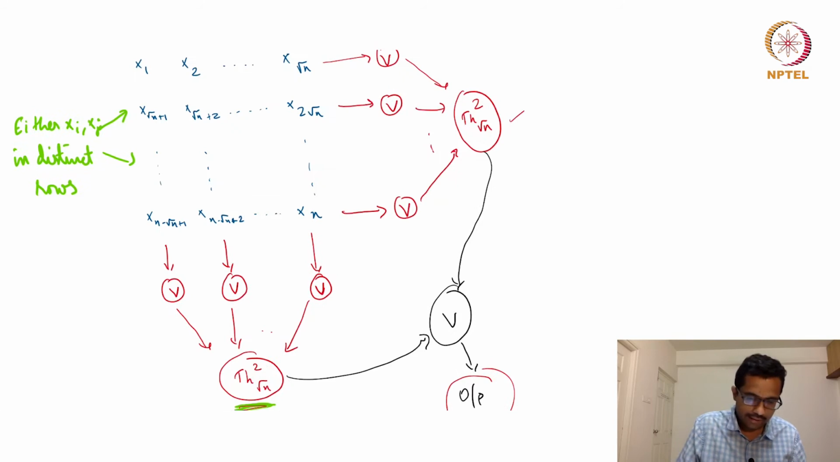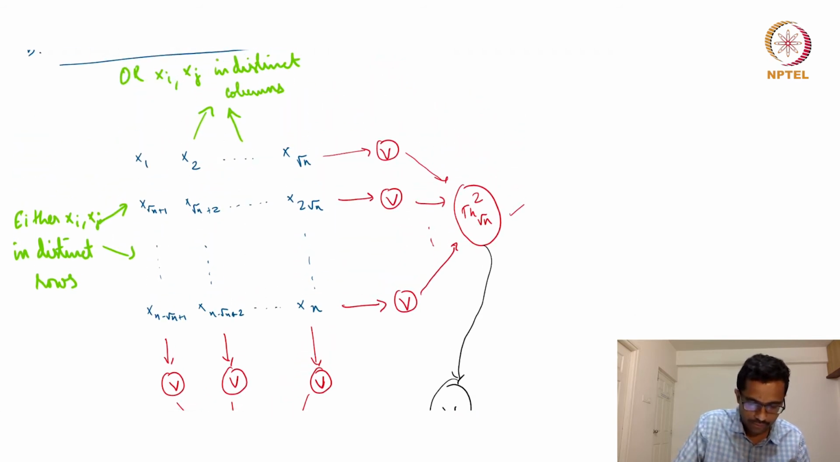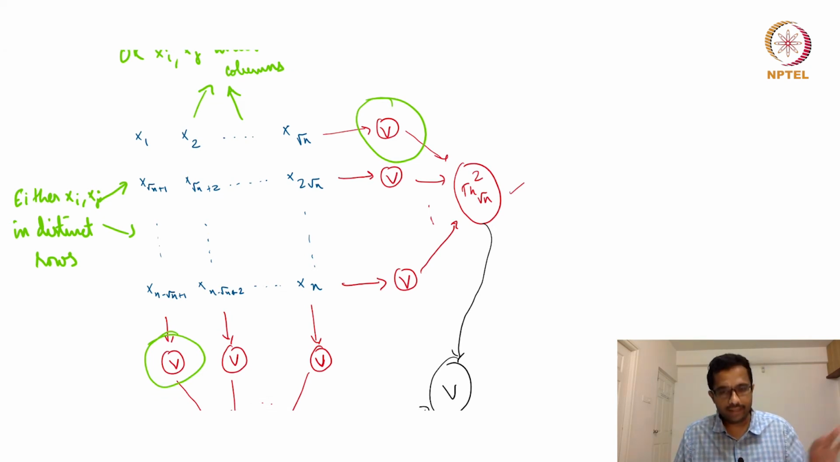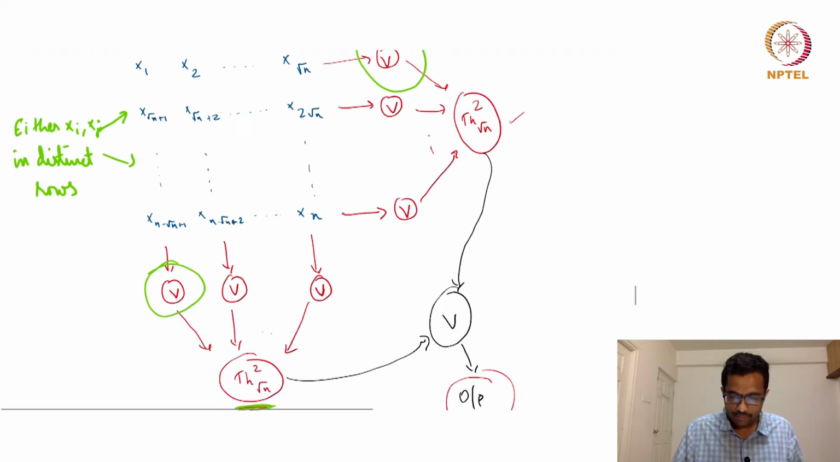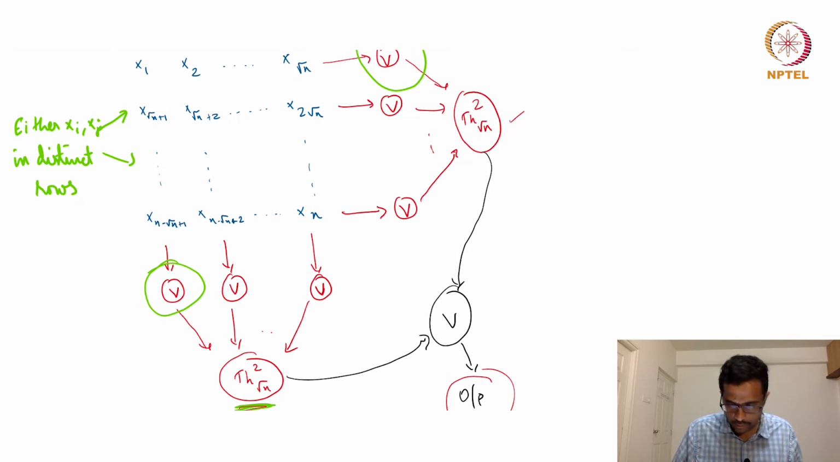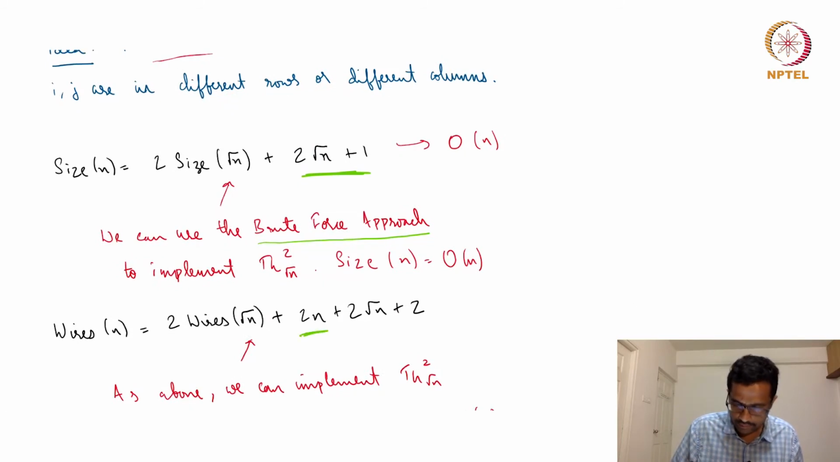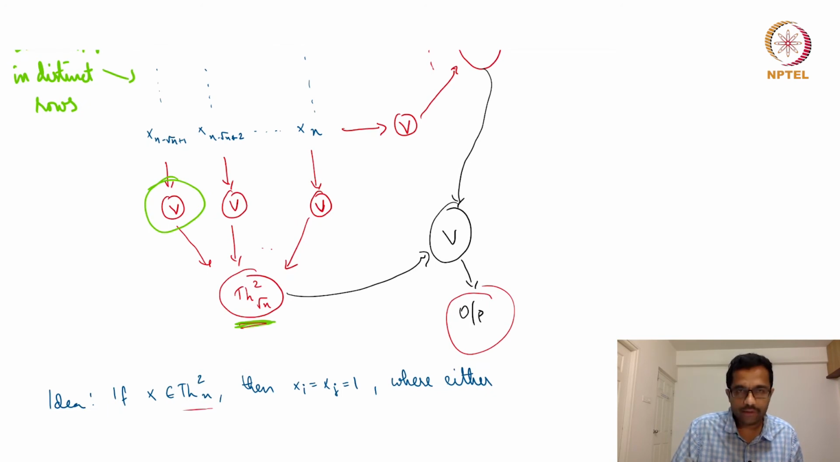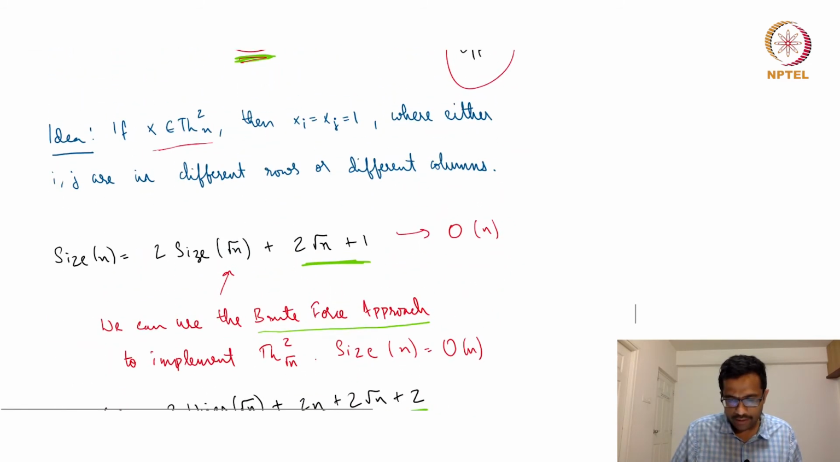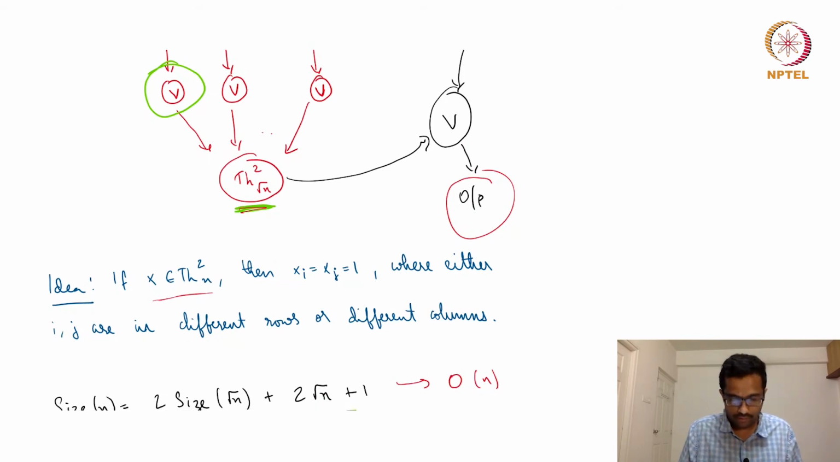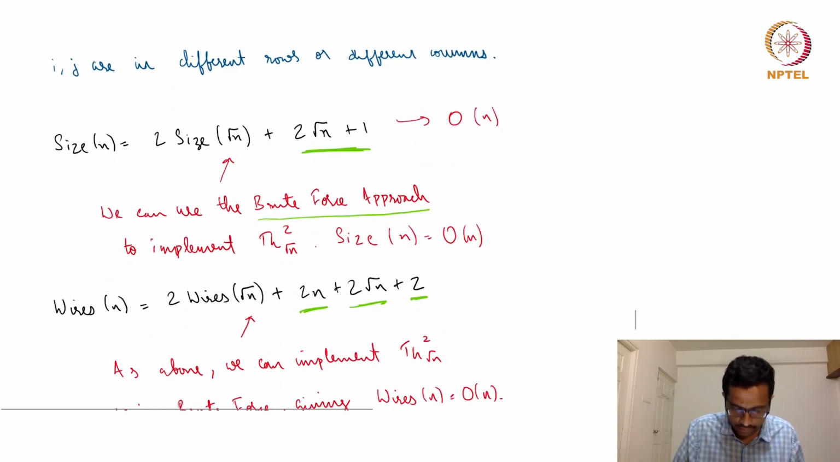Wires, you can see that there are two wires going from x1, one to the row based OR gate, and one going to the column based OR gate. X1 to this OR gate and X1 to this OR gate. And likewise for any xi, there are two outgoing wires. So there are n inputs, so there are two times n wires, plus square root n wires going to each of the threshold functions on square root n inputs. So 2n, I already explained, 2 times square root n for each of the thresholds, and then 2 wires going into the OR gate. So this is explained. What remains is the number of wires inside the threshold square root n realization or construction, and I am just calling it 2 times wires of square root n.